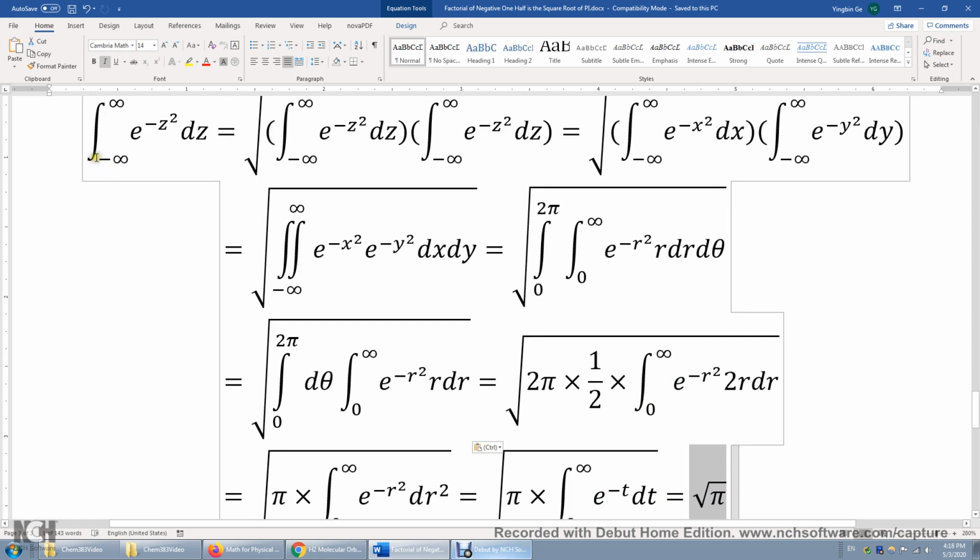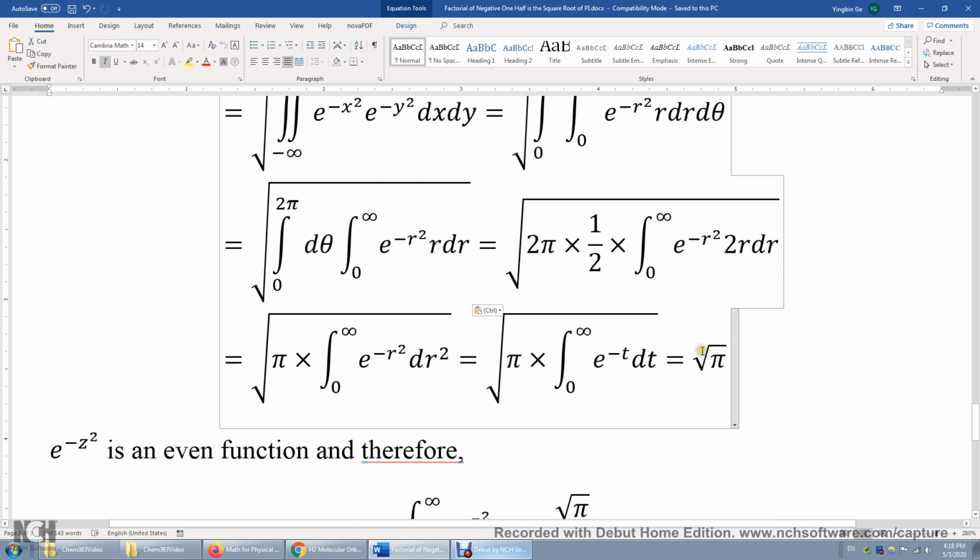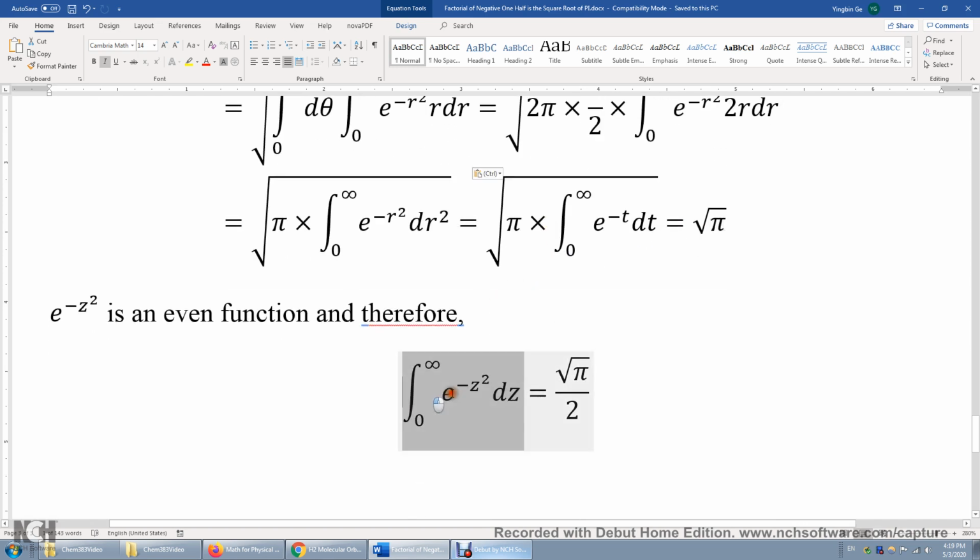We were evaluating this integral from negative infinity to positive infinity. However, we want to know what's the integral from 0 to infinity. Fortunately, we know this Gaussian function is an even function. Therefore, the integral on the left-hand side is equal to the integral on the right-hand side. So on the right-hand side, the integral is just 1/2 of this square root of pi. So that's why we have the integral of this Gaussian function is equal to square root of pi over 2.